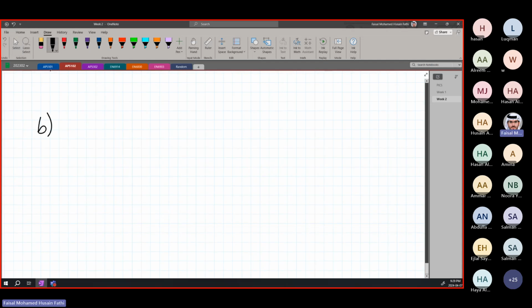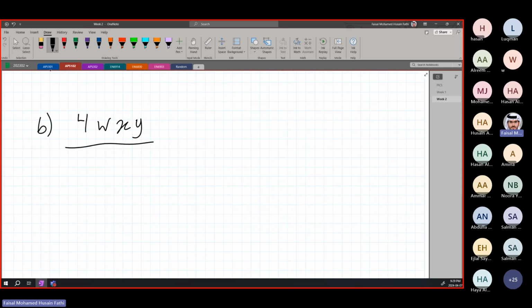I'm not sure from where this is, but it's 4wxy over 8xy. It's very straightforward. Here you have x to the power of 1. This is all as if it's to the power of 1, and these are to the power of 1, and w to the power of 1, but we don't have any w. So if we look at the x part by itself, it is x power 1 minus 1. So it's equal to x power 0. Any number to the power of 0 is equal to 1.